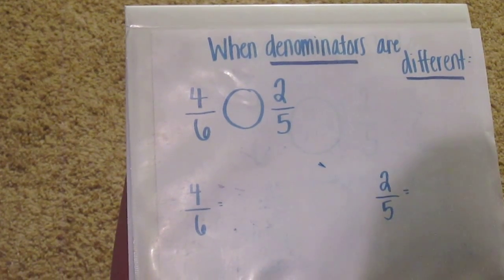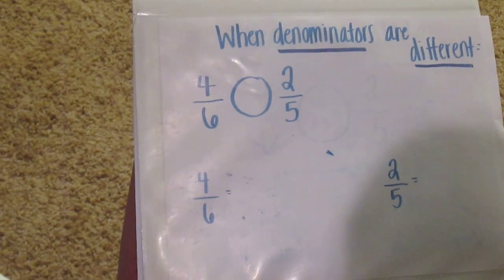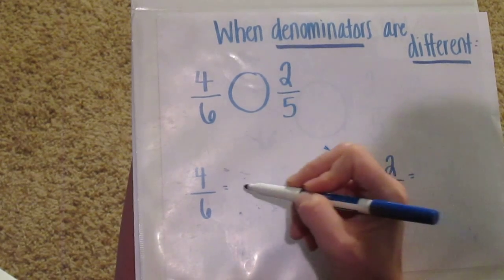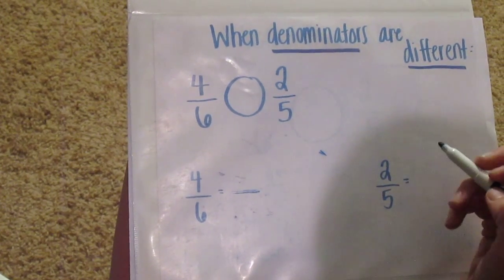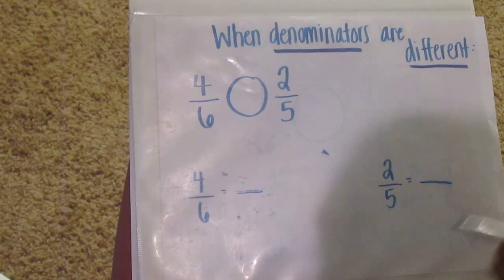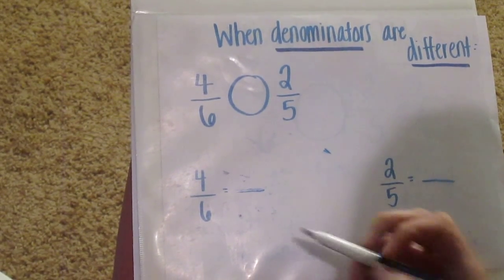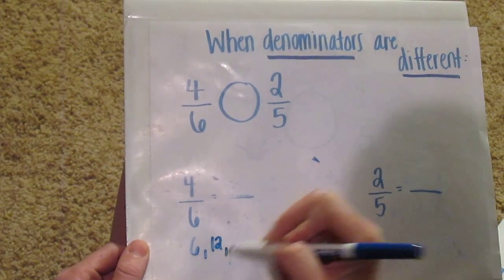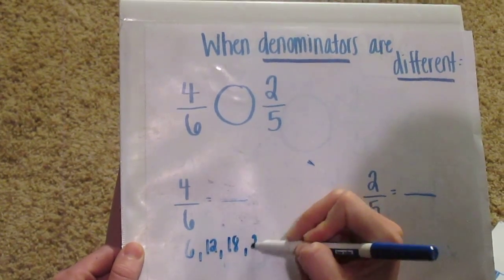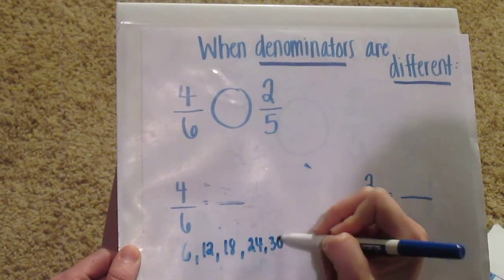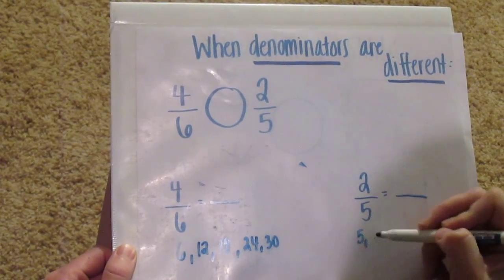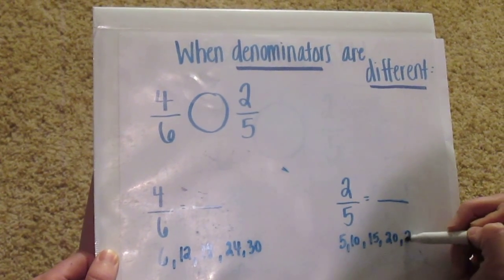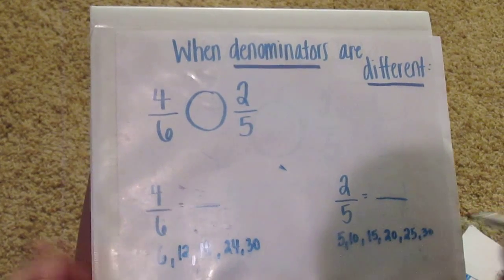However, we can't just create any equivalent fraction. We have to create an equivalent fraction for each of the fractions so that they will share the same denominator. So, as we learned yesterday, the first step to create an equivalent fraction is to write out the multiples of the denominators. So let's start with 6. We have 6, 12, 18, 24, and 30. With 5, 10, 15, 20, 25, and 30.